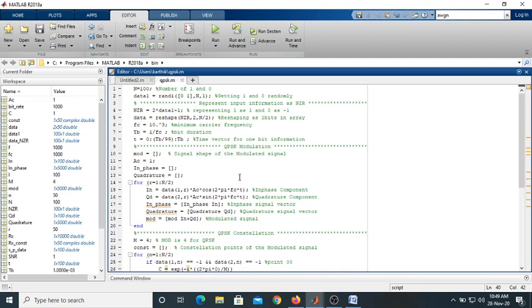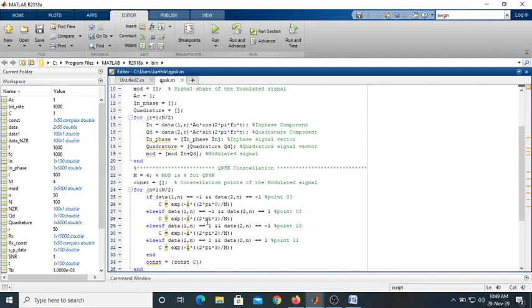The changes are very simple, because QPSK is nothing but two BPSKs operating in parallel. Here we need to take care of in-phase and quadrature-phase. First of all, we convert the data: the even data is multiplied with cos 2 pi f_c t, the in-phase component, and the odd data with sin 2 pi f_c t. The same thing is being done here.